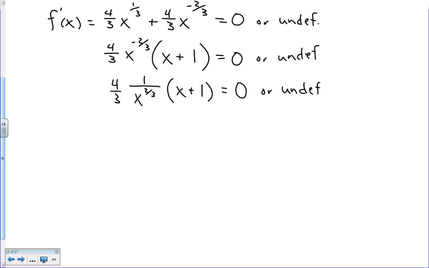As far as where this thing's equal to 0, well, it's equal to 0 when the x plus 1 gives me 0. So x plus 1 would be equal to 0 at a negative 1 if I plug in a negative 1 there. Of course, there's nothing I'm going to plug into the 1 over x to the 2/3 to make that 0. You can't divide by anything to get a 0. However, if I let x be 0 in that, I'd be dividing by 0, so I'd be undefined. This is why you have to make sure you check not only where f prime is 0, but also where it's undefined. So we get two critical points, one at -1 and the other at 0.